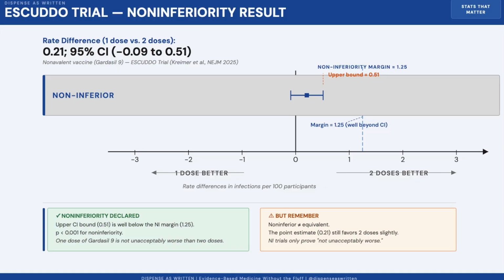Non-inferiority declared. And here's the thing. The point estimate of 0.21 still technically favors 2 doses. So don't go calling this equivalence. Non-inferiority means not unacceptably worse than. That's a precise, intentional claim.